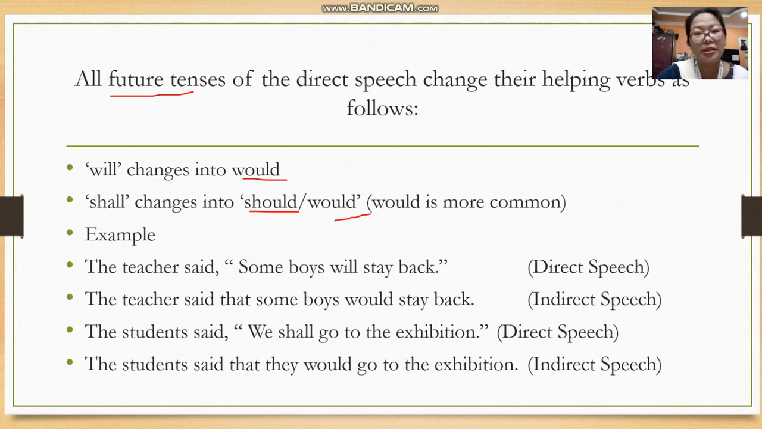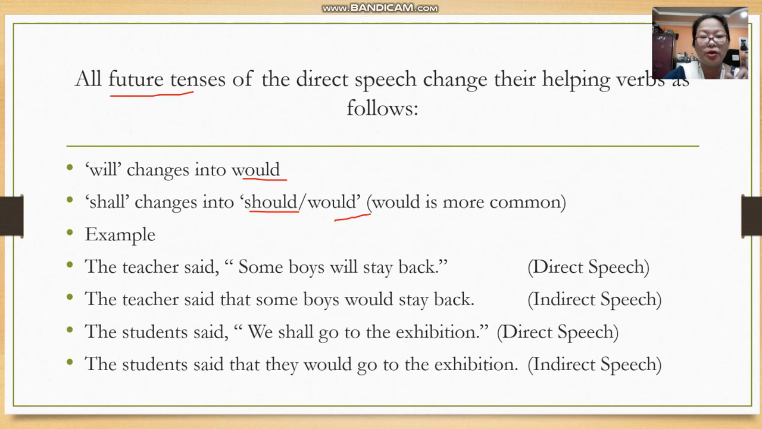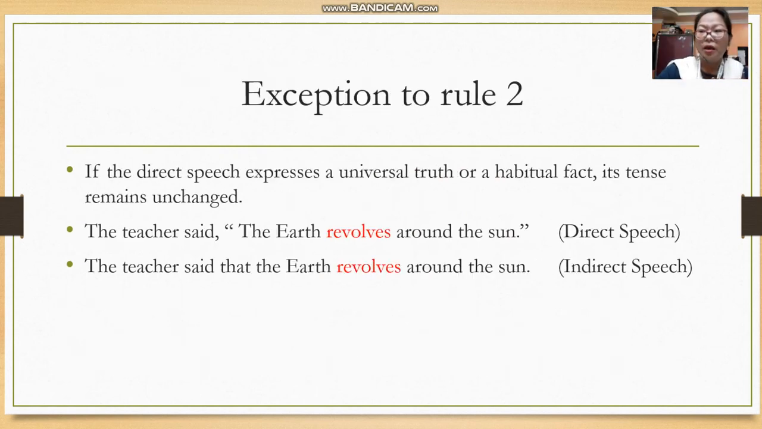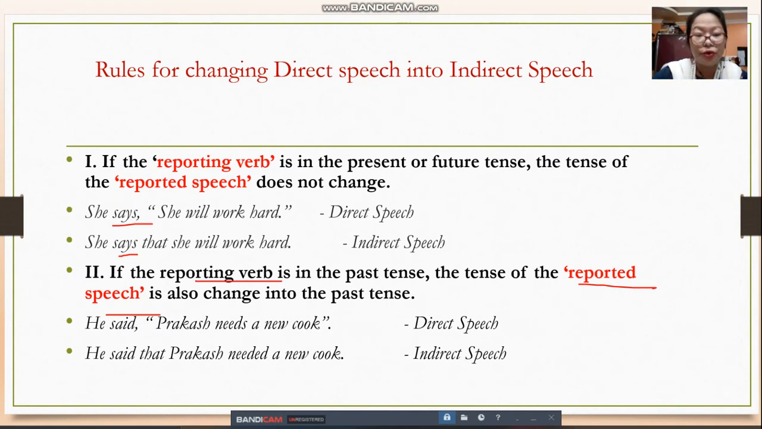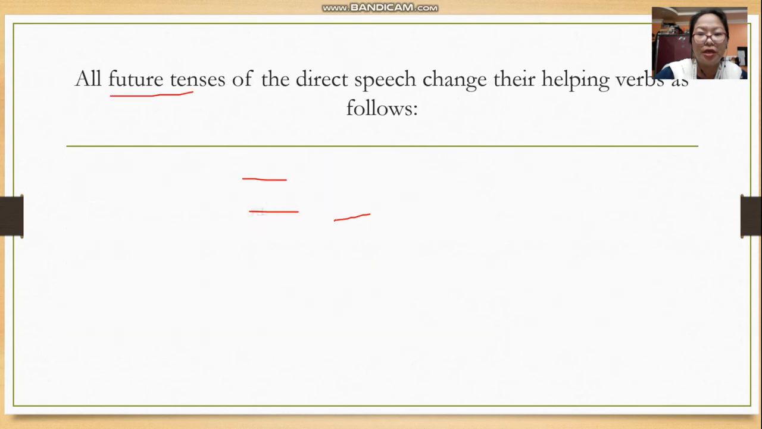Now there is one exception to rule number 2. Which is rule number 2? I'll just refer back to it. Now let us look at some exceptions. There is an exception to rule number 2. What is the exception? Let us look at the exception here.